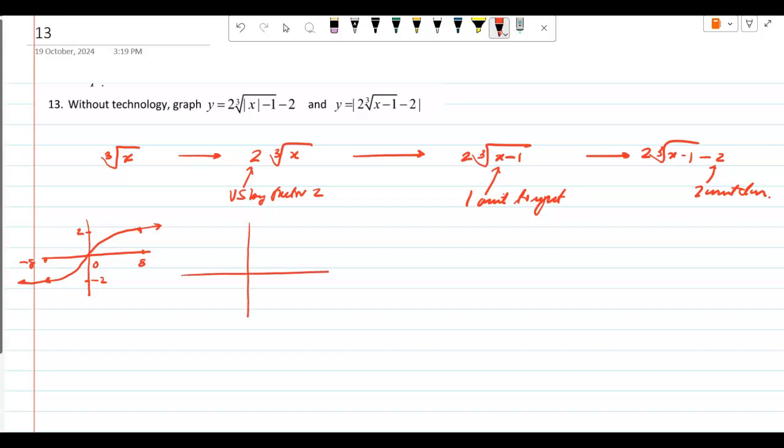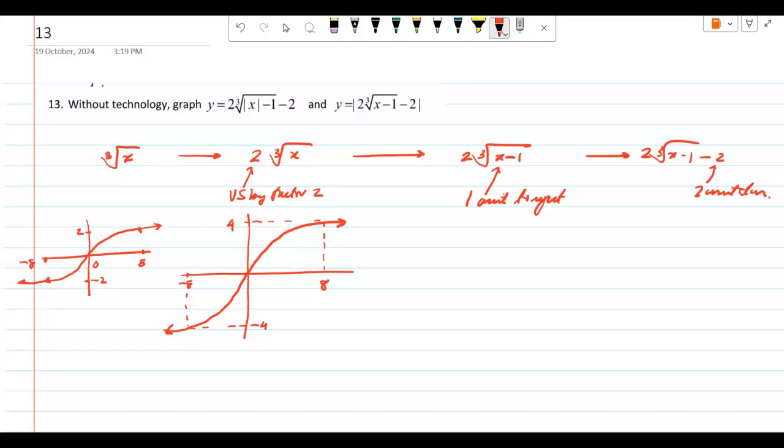So all those range values, the y values, will be multiplied by 2. So that means your minus 8 will become what? Minus 8 would become minus 4. Correct? And your 8 will become 4. And this goes on. Correct? That's your vertical stretch.